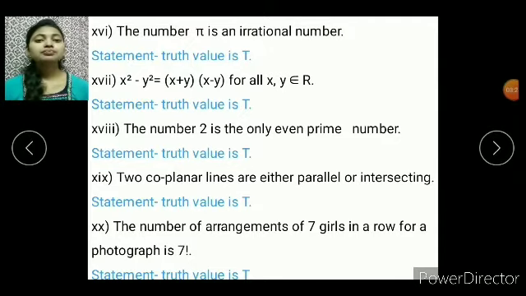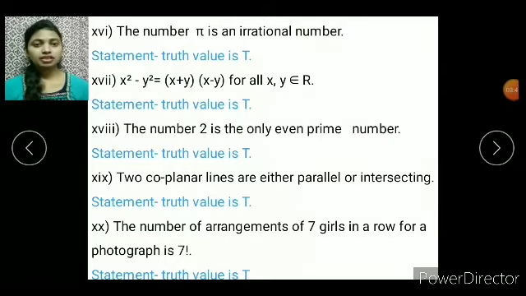Next, 19. Two coplanar lines are either parallel or intersecting. Yes, this is a statement, and the truth value of this statement is T. Next, 20. The number of arrangements of 7 girls in a row for a photograph is 7 factorial. It is a statement, and the truth value of this statement is T.